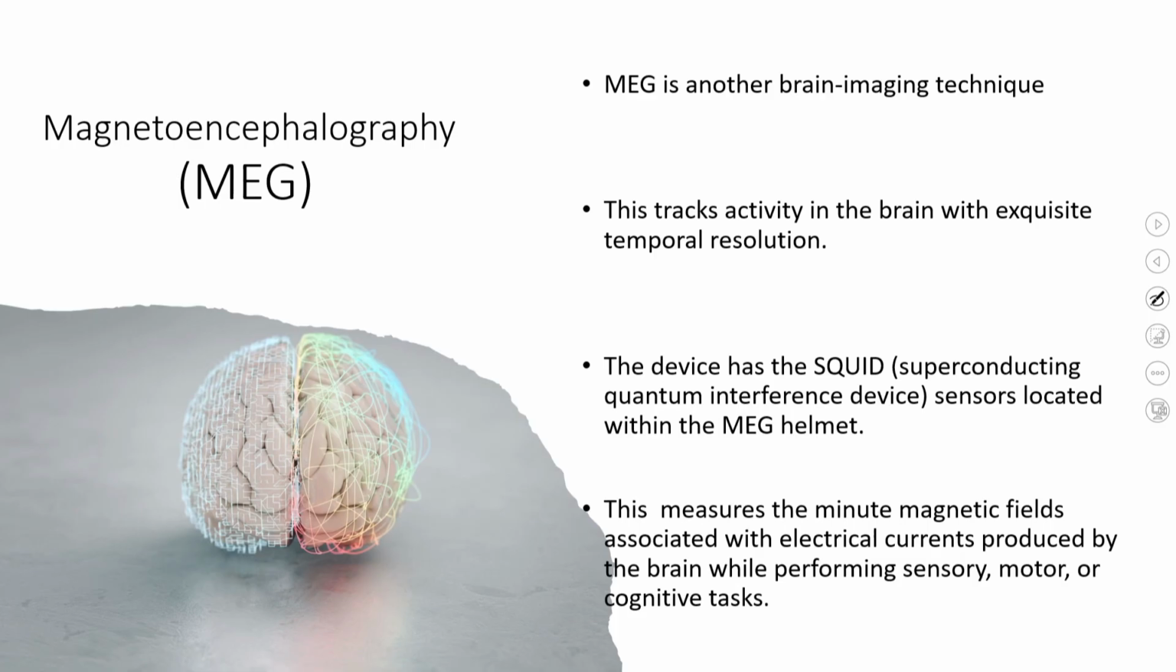Then another machine that is called MEG, magnetoencephalography. This is another brain imaging technique that tracks the activity of the brain with exquisite, very good temporal resolution. It uses a method called the superconducting quantum interference device. This sensor is located within the MEG helmet, which is also like a cap or helmet kind of structure. This measures the minute magnetic fields associated with electrical currents produced by the brain while performing any kind of task. Maybe it can be sensory, motor, or cognitive.